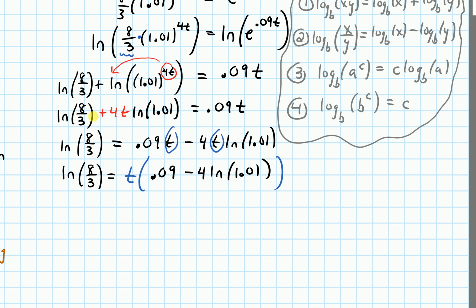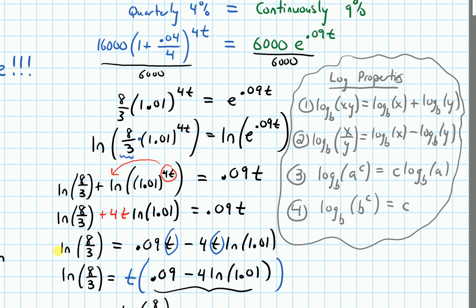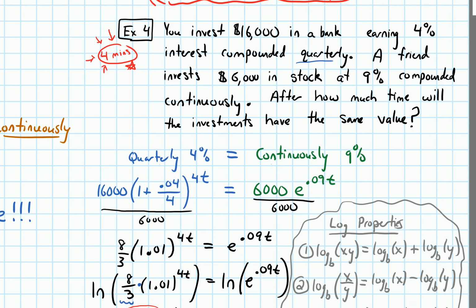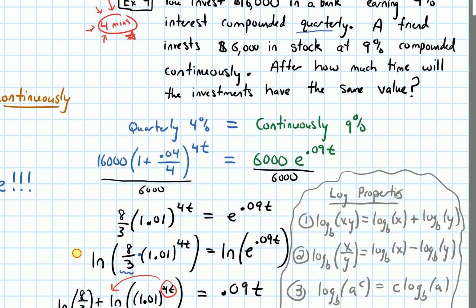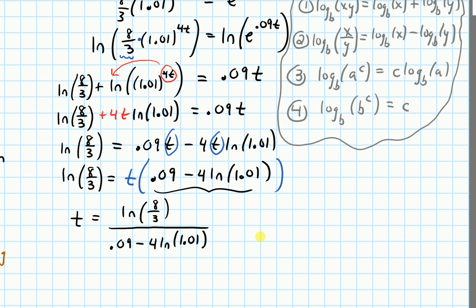Okay, so now I just need to divide by this whole thing that's in the parentheses to isolate t. So t is ln of 8/3 all divided by 0.09 minus 4 times ln of 1.01. And that's what t is. Well, okay, so we have t, and that's what it wanted us to get, the time. How much time would it take? And because there was no time unit given in the problem, remember, I've said before that the convention is the time is in years. So this is in years.